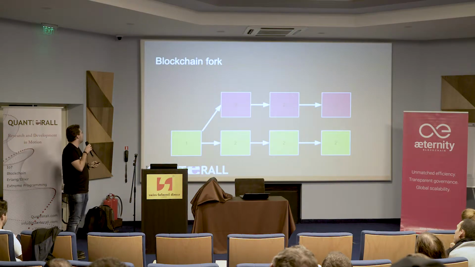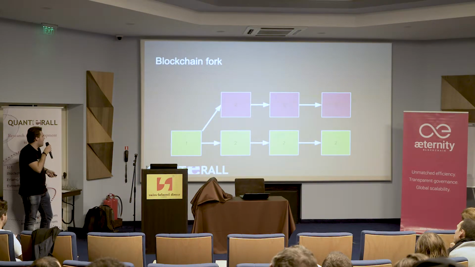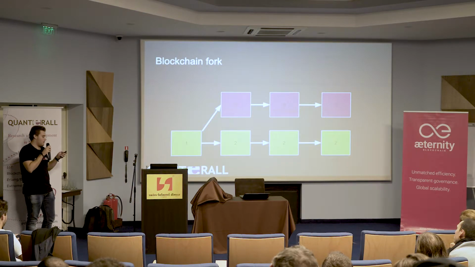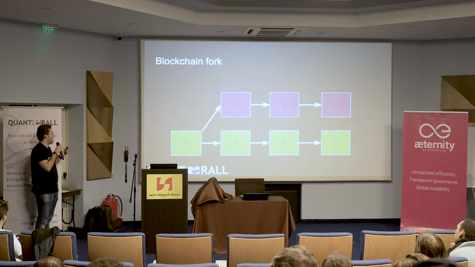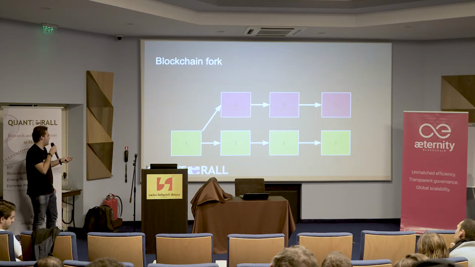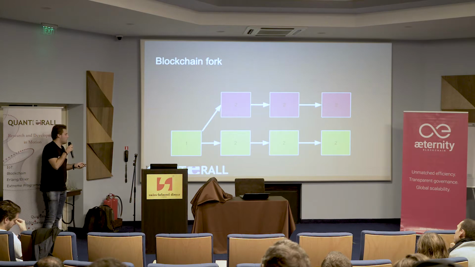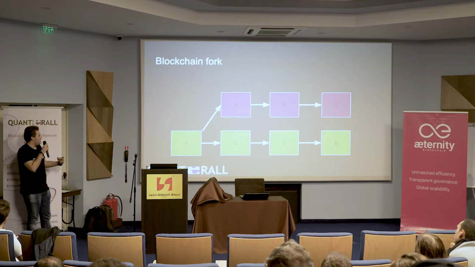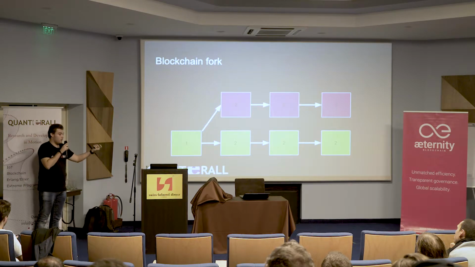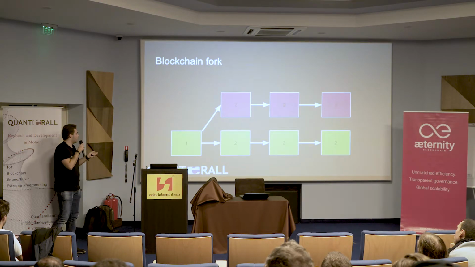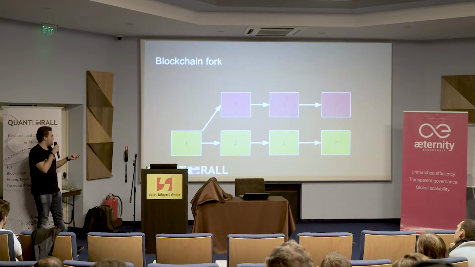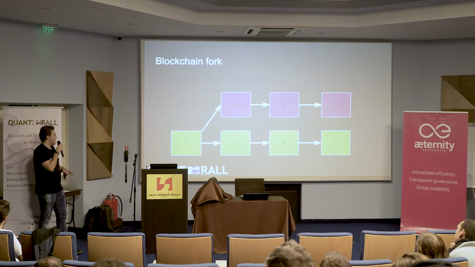Okay. So, blockchain fork. Imagine two nodes, two miners, find a block at the exact same time. Then the fork appears. So how to decide which fork is the real fork, the trusted one? Everyone votes on which block is the real one, and the longest chain is the true chain.